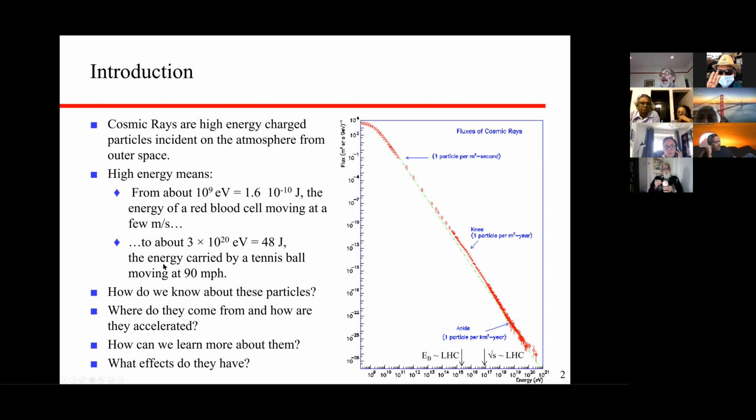The high energy end of the cosmic ray spectrum includes particles with energies at up to 3 times 10 to the 20 electron volts. That's the highest energy that's been measured so far, which is 48 joules, okay? And that's about the energy carried by a tennis ball moving at 90 miles per hour.